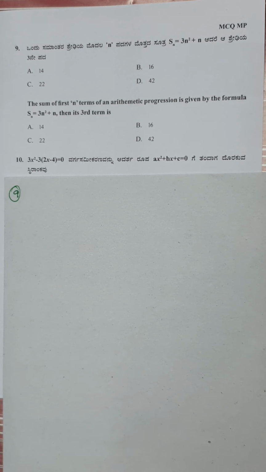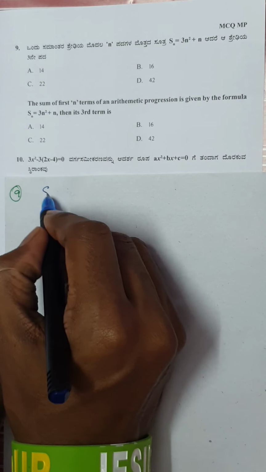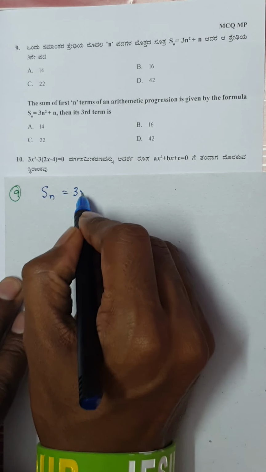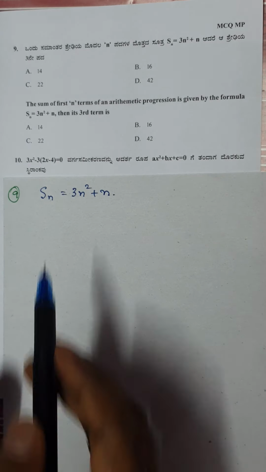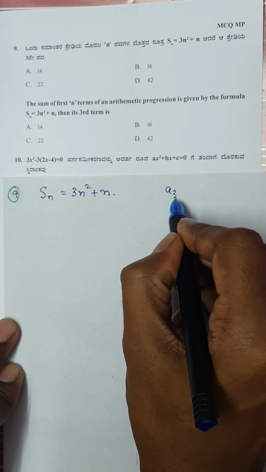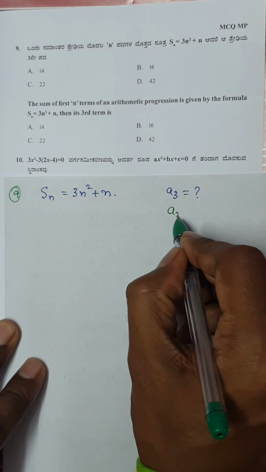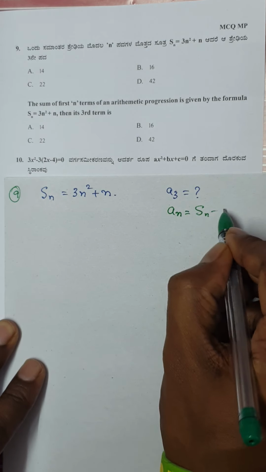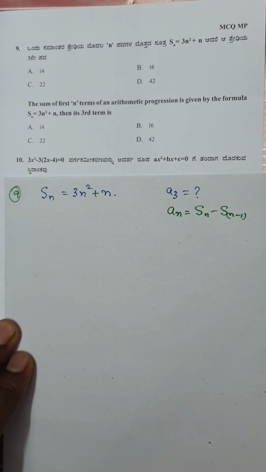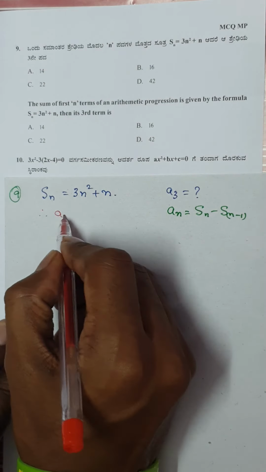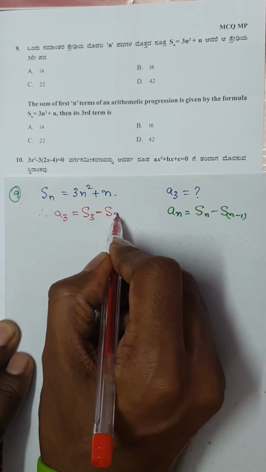Question number 9 is as follows. The sum of first n terms of an arithmetic progression is given by the formula Sn, let me write down, which is nothing but 3n square plus n. Then its third term, I want A3. Please note down the formula. We have the formula An is equal to Sn minus S of n minus 1, isn't it? Therefore, I want A3, so A3 will be nothing but S3 minus its previous sum, that is S2.